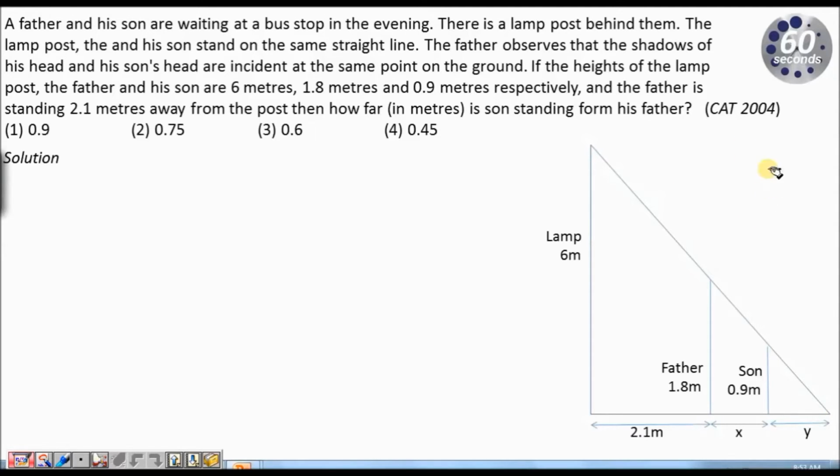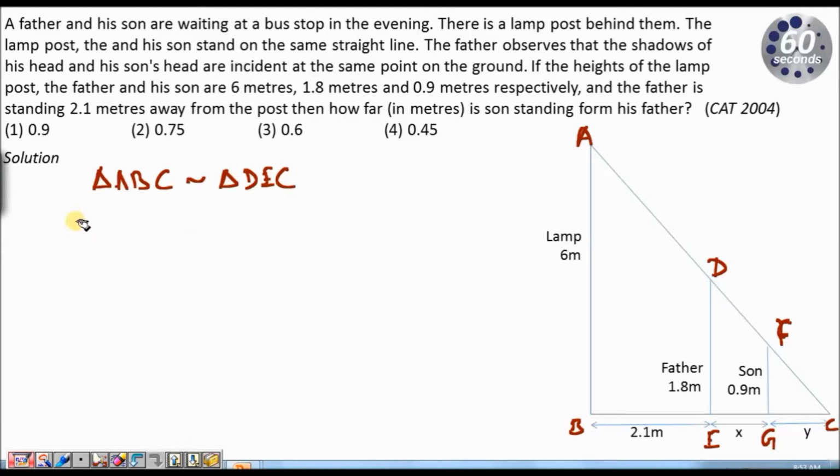So before we proceed to the solution, let me give some names. Say this is A, this is point B, C, this is D, this is E, this is F, this is G. So AB is the lamp, BE is the father, and FG is the son. Now we can use similarity here. We know triangle ABC will be similar to triangle BEC.